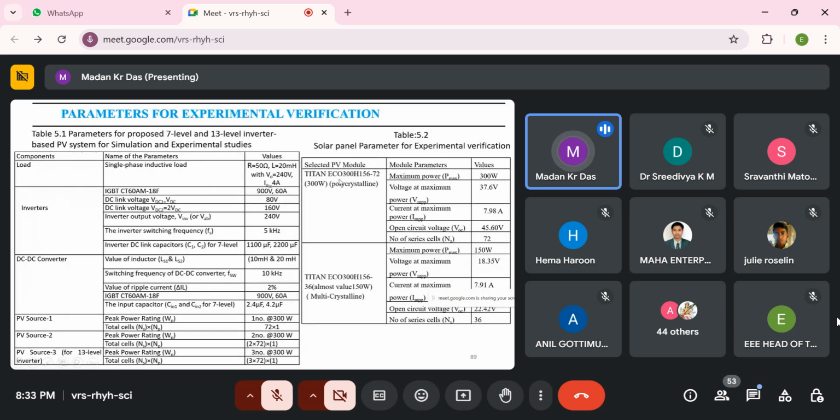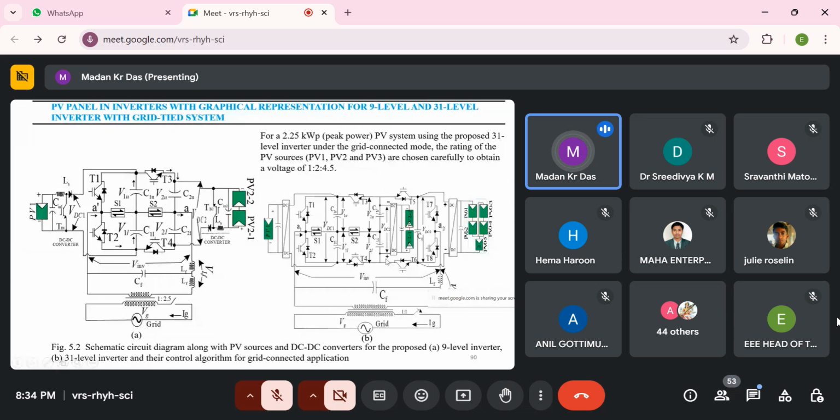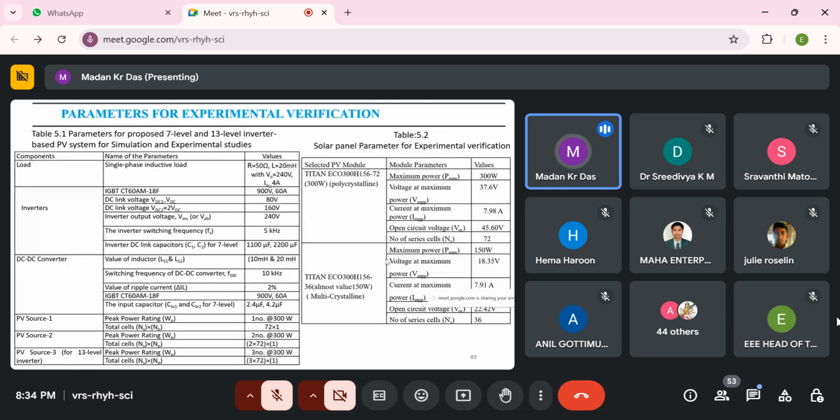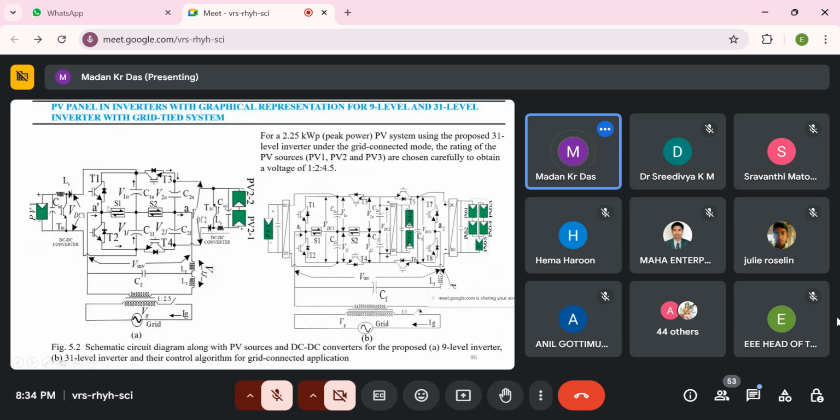So Titan ECO30H156 polycrystalline solar cell we have used, and this is the Titan 301H156 multicrystalline solar cell we have used. So in this inverter we have used these. And now this is the 9 level inverter, showing how the PV panels will be connected, and this is the 31 level inverter, showing how the PV panels will be connected.